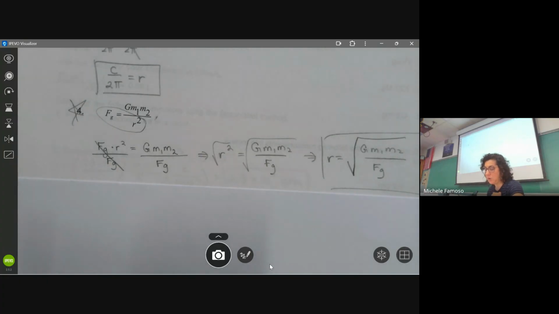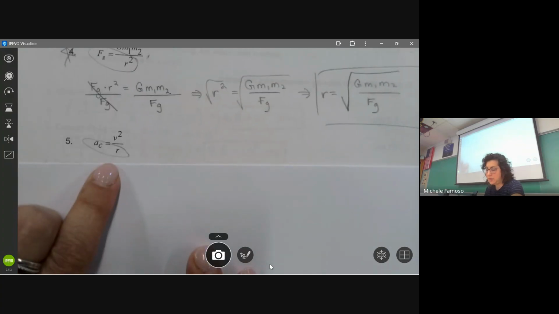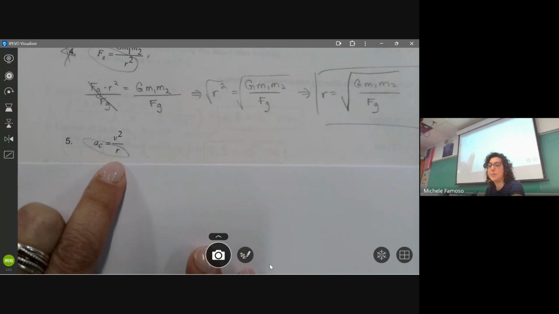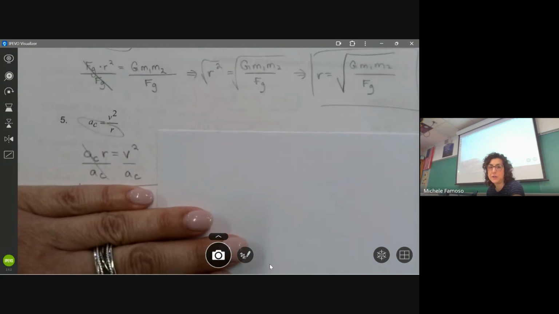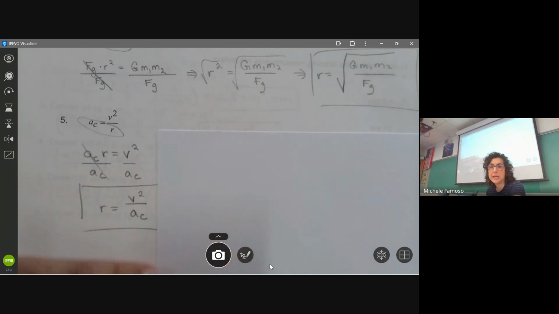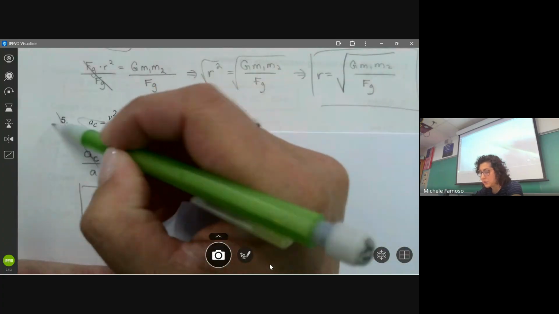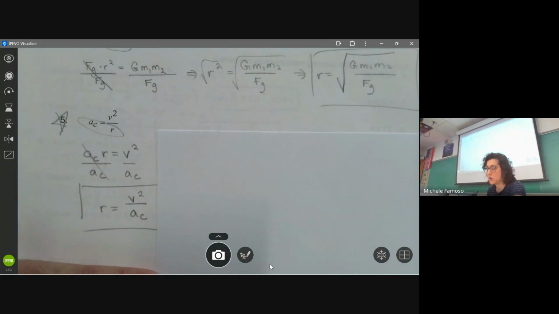Let's keep going then. Question number 5. We want the variable r, but it's in the denominator. So we have to cross multiply first, giving us ACR is v squared. Then we divide both sides by AC, giving us r equals v squared divided by AC. If you have that correct, go ahead and give yourself a star. All right, ready for the next page? Okay.